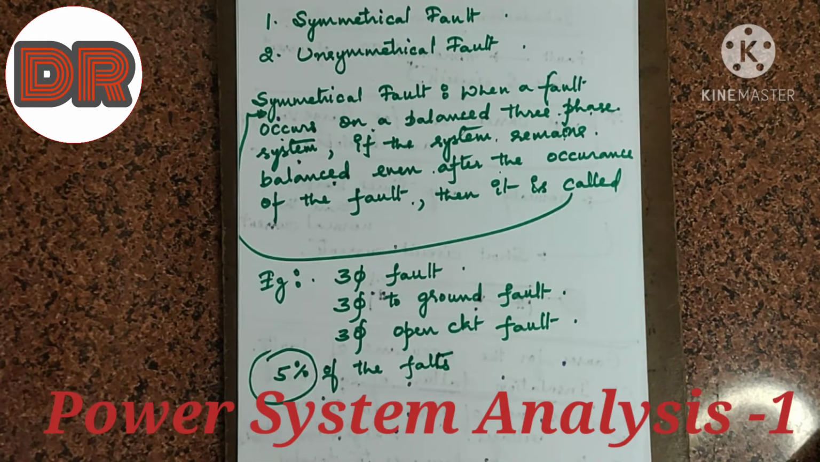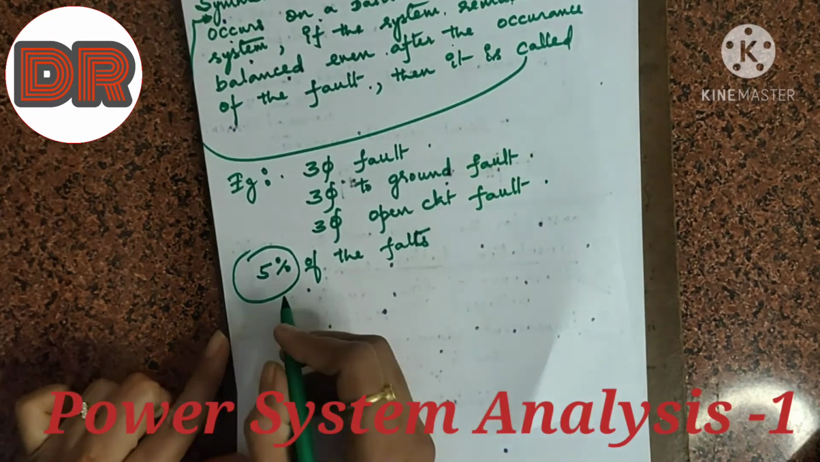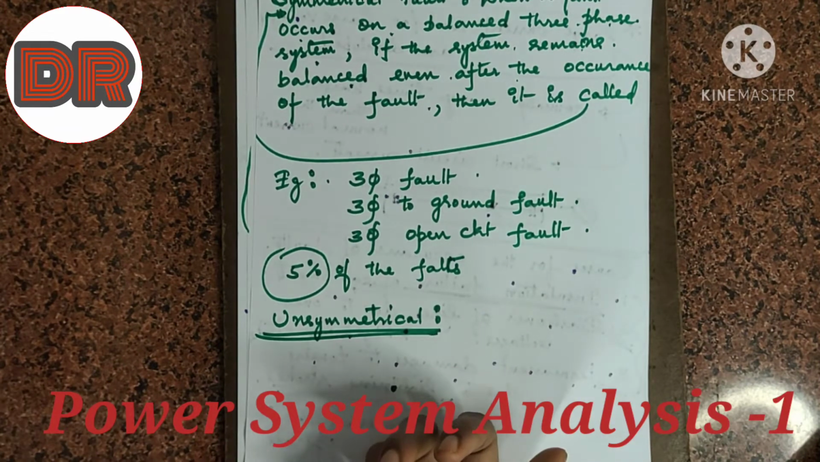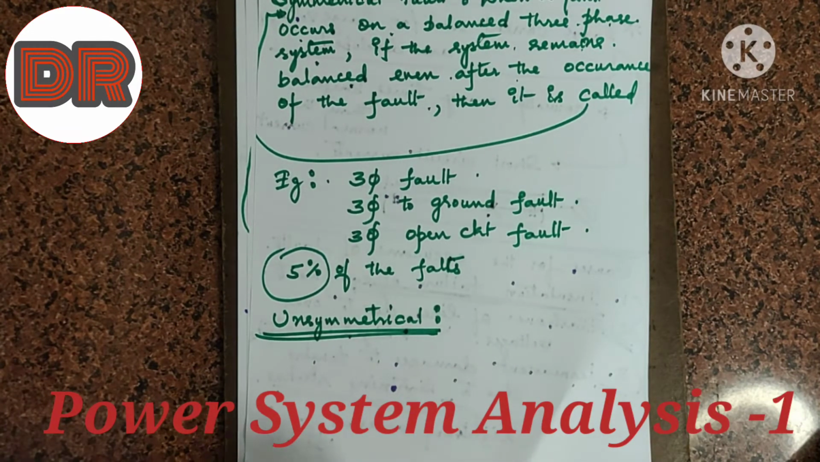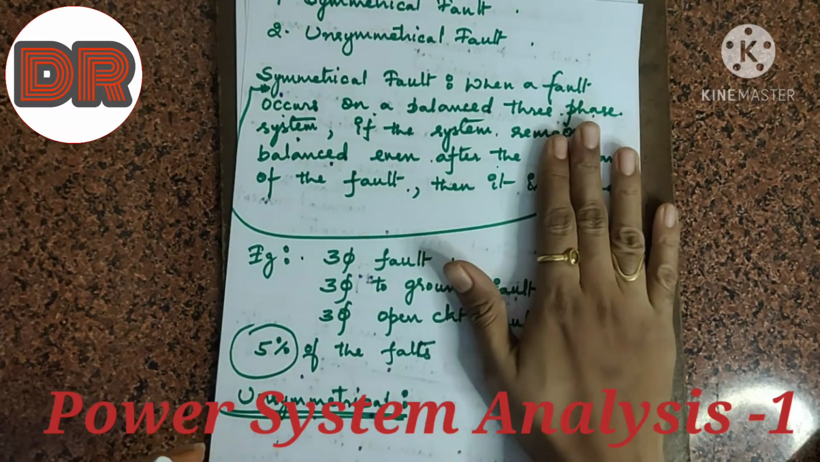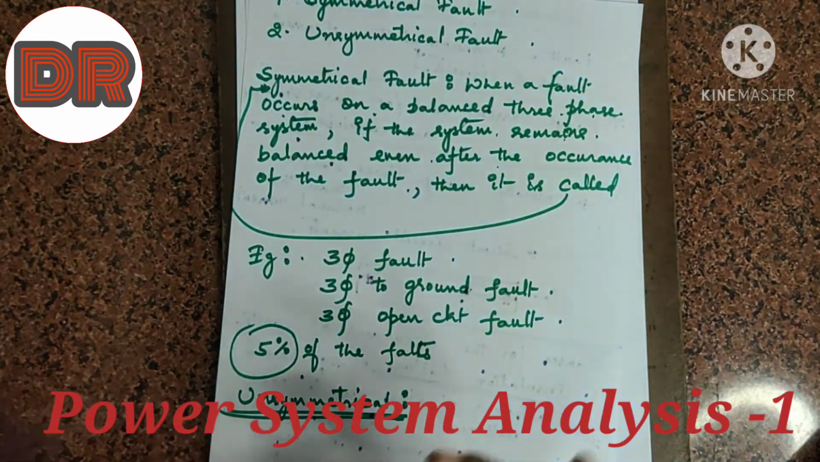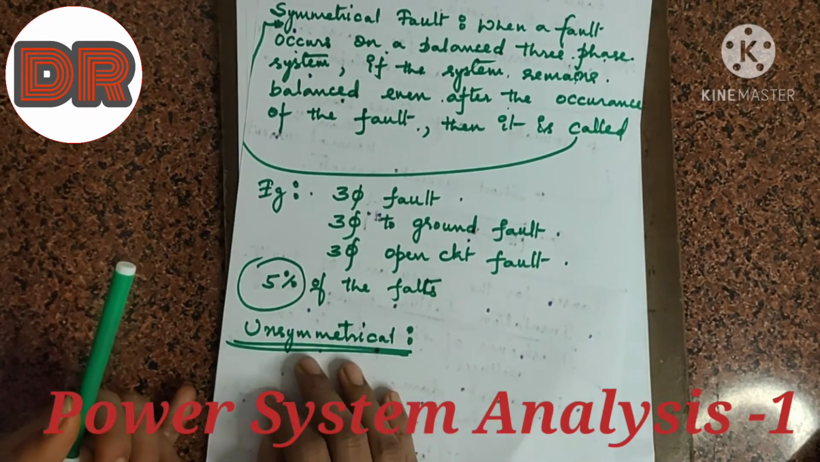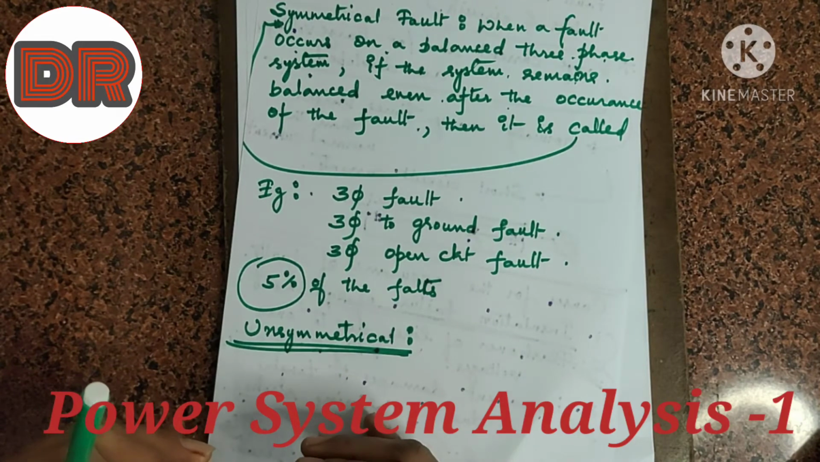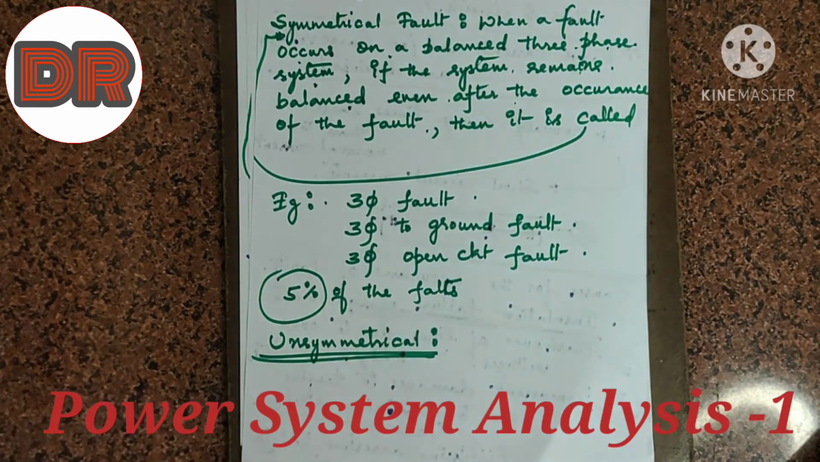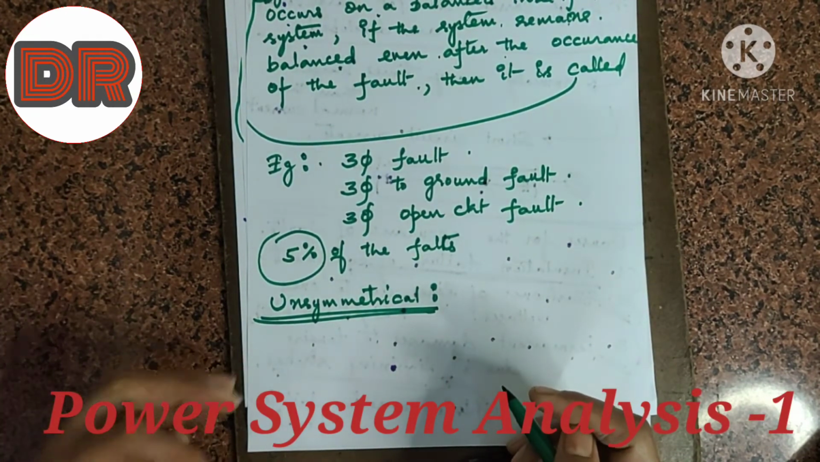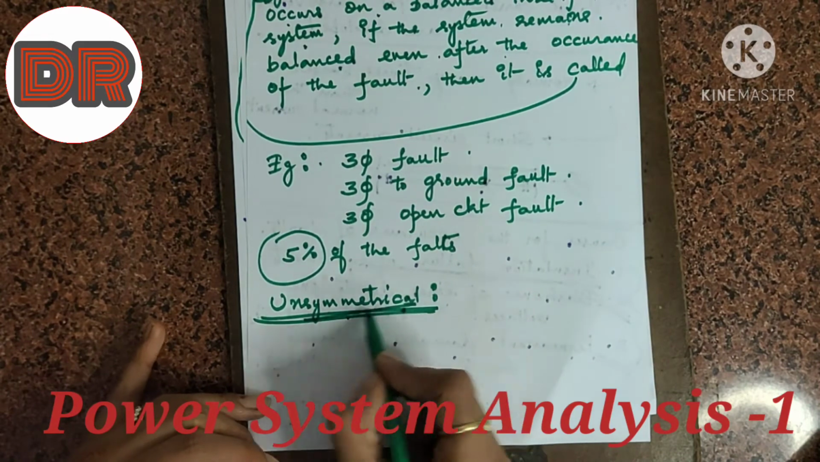Next is unsymmetrical fault. If the balanced power system becomes unbalanced after the occurrence of the fault, then the fault is called unsymmetrical fault. So it is very simple. In symmetrical fault, even after the fault the system remains balanced, whereas in unsymmetrical fault, once there is a fault the system goes to unbalanced condition. So the balance gets disturbed. Such faults are called unsymmetrical fault.